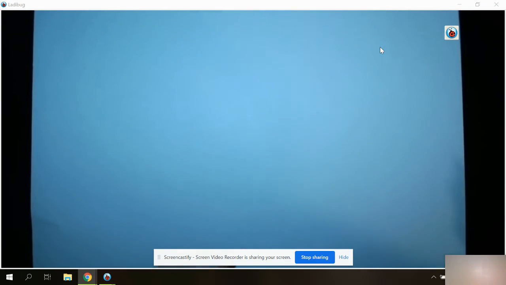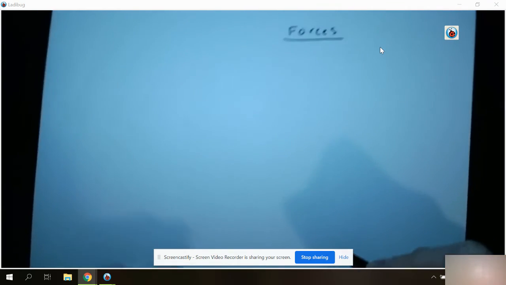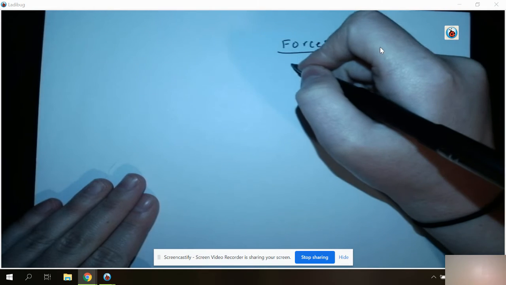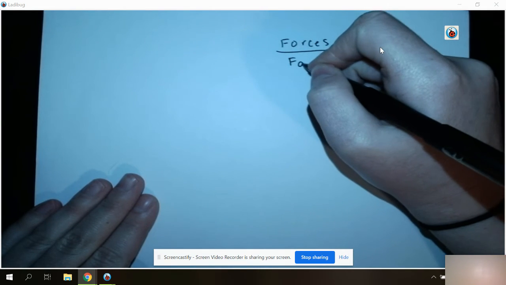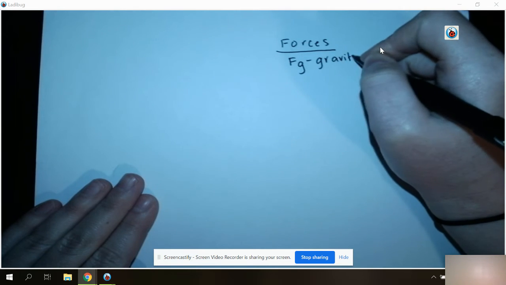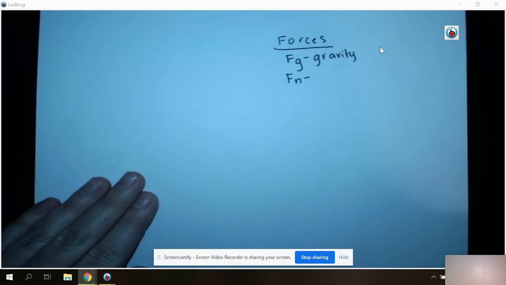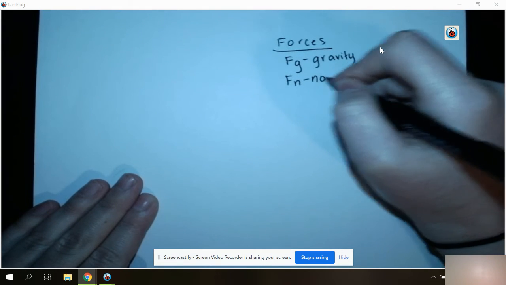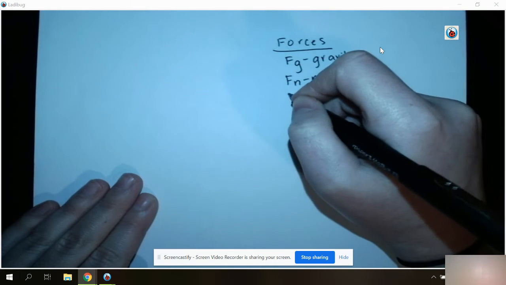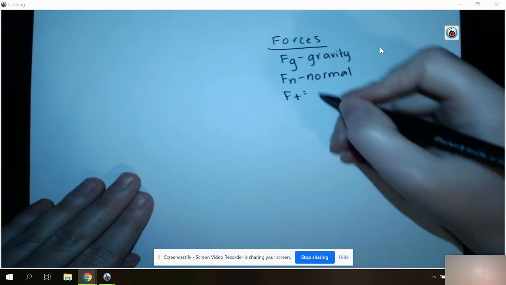So most importantly is to make yourself a list of the forces that you can use. They include big F, little g, so that's how we're going to represent it. This one is gravity. There is also Fn, that's normal force. There's F of T, which stands for tension.